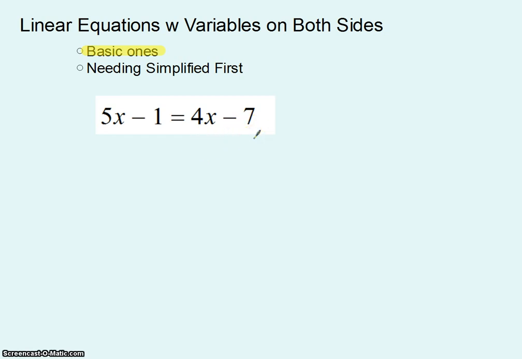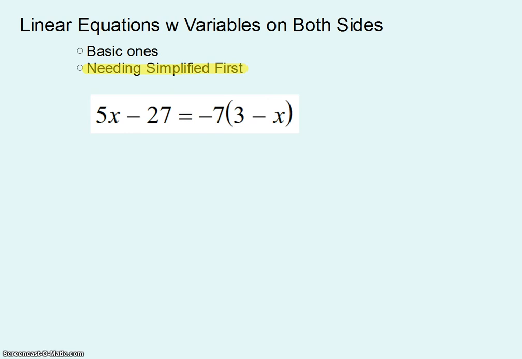Okay. Well, the other kind of problem that we see, notice that this one says basic ones. The other kind of problem we see are ones that need simplification. Needing simplified first. So what I'm going to do before I can start adding and subtracting things from each side is I need to clean up these parentheses. Well, probably in your classes you've been doing this for a long time.